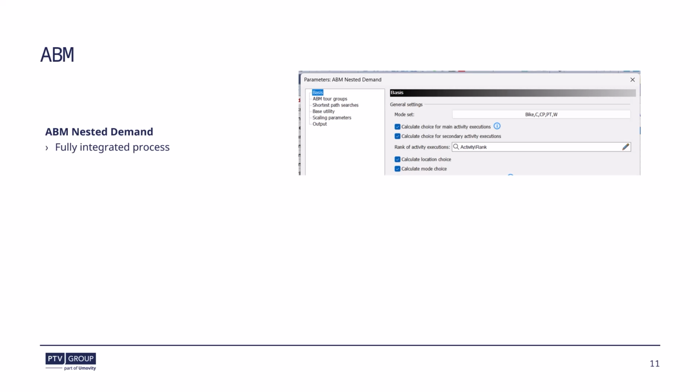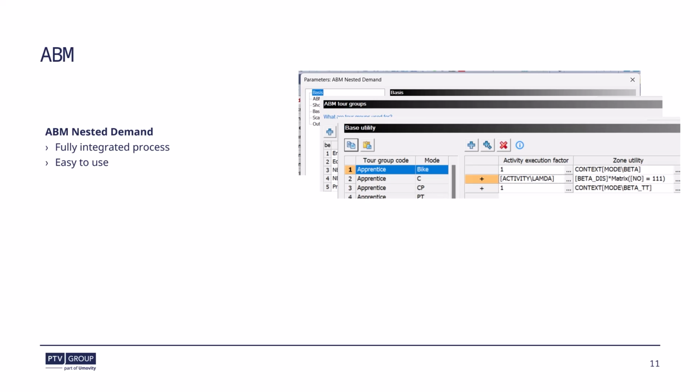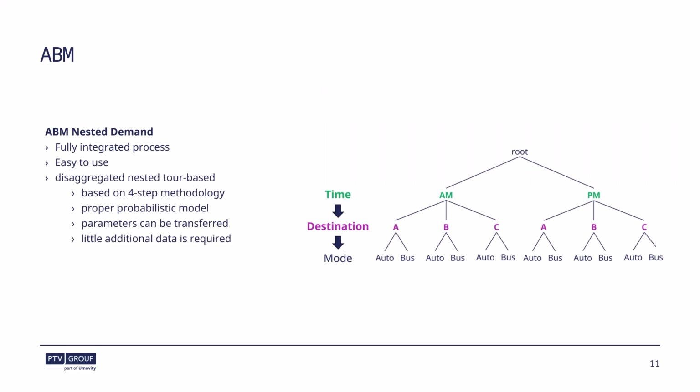The ABM procedure in Visum is called ABM nested demand. This procedure is a fully integrated process. That means especially no scripts are required. As you see here, there are proper dialogues, and it's quite easy to use. You can define here tour groups based on person attributes, household attributes in a quite smooth way. You can define the utility quite simply.